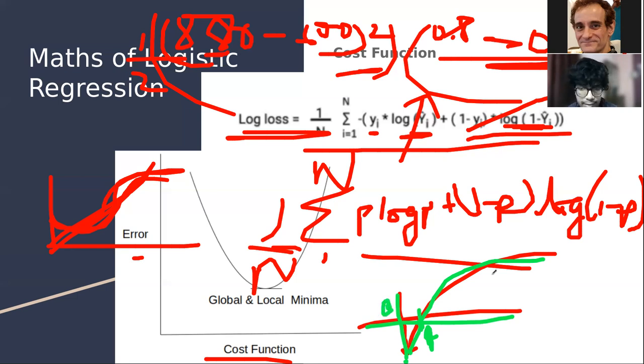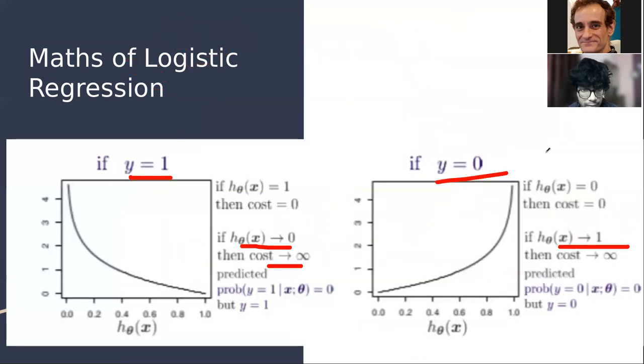Anything above log 1 is positive. So this is the curve of log. If I want to make it reach infinity, I need the value inside the log to approach 0. So if y equals 0, we have one kind of curve, and if y equals 1, we have a different kind of curve. Those are these two curves. I hope this is clear. If not, don't worry about it. Just fiddle with the values and you will be better off.